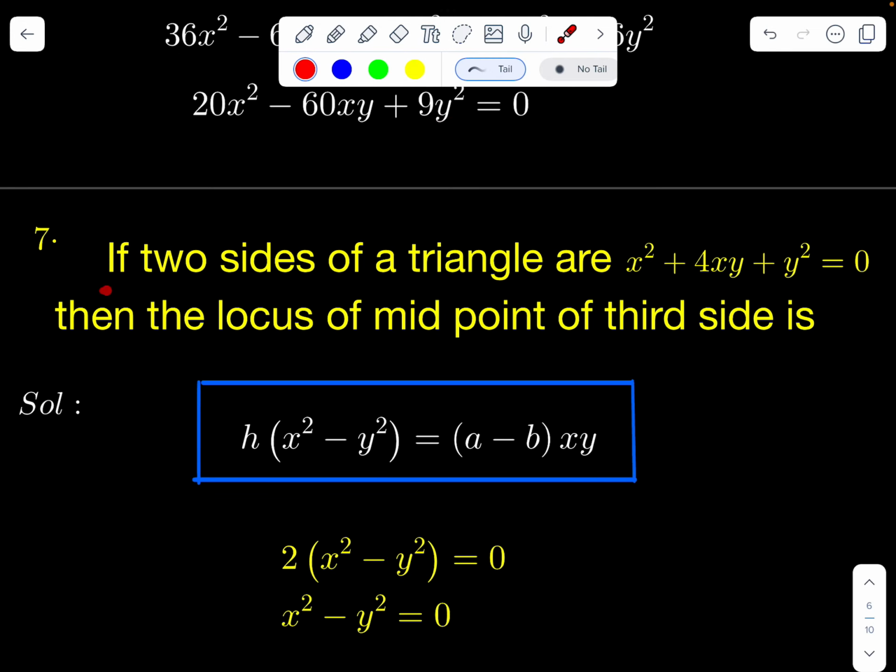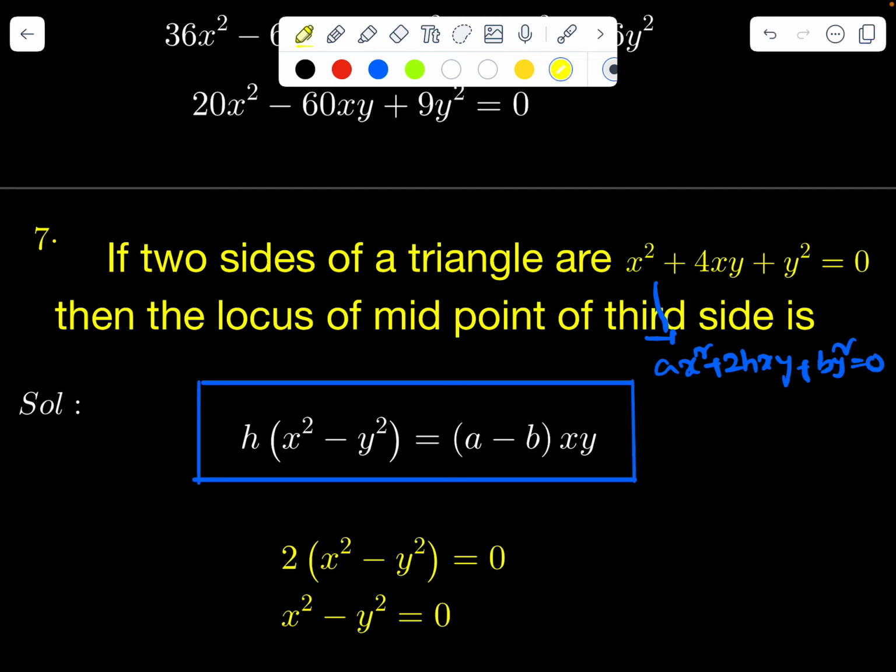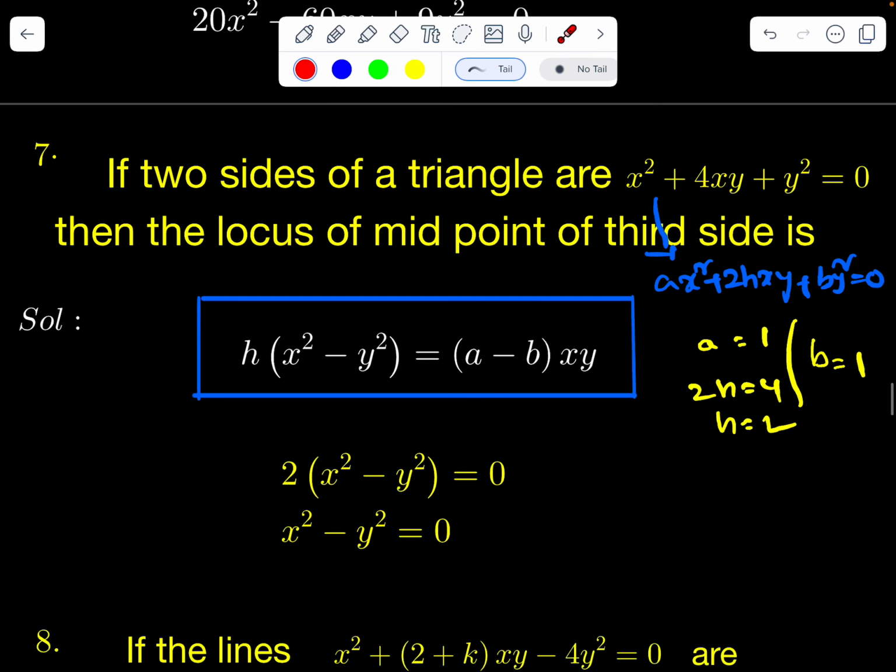Next sum. If two sides of a triangle are x square plus 4xy plus y square equal to 0, then the locus of the midpoint of the third side is. Here it is in the form of ax square plus 2hxy plus by square equal to 0. Therefore, the values a is equal to 1, 2h is equal to 4 and b is equal to 1. Therefore, the formula is h into x square minus y square is equal to a minus b into xy. The value of h is equal to 2, x square minus y square is equal to a minus b, 1 minus 1, that is equal to 0. Therefore, answer is x square minus y square equal to 0.